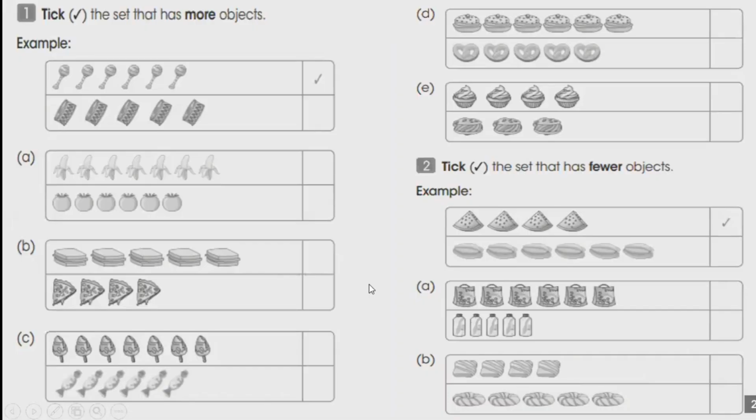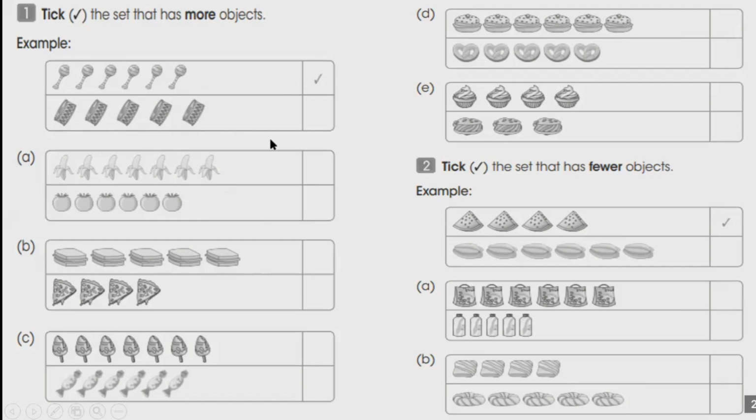Now, this time, let us answer this one. What do you think is the answer in letter A? It's very easy. All you need to do is to tick the set that has more objects. Example, here, 1, 2, 3, 4, 5, 6. Here, 1, 2, 3, 4, 5. So we can say that 6 is more than 5. So more, take this one.